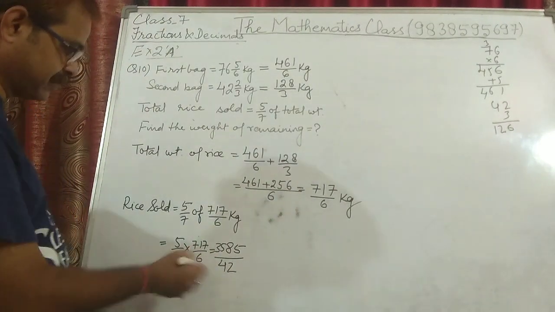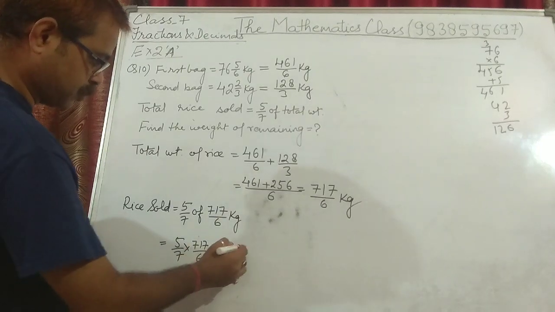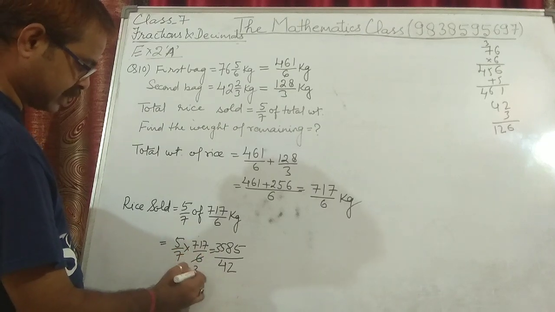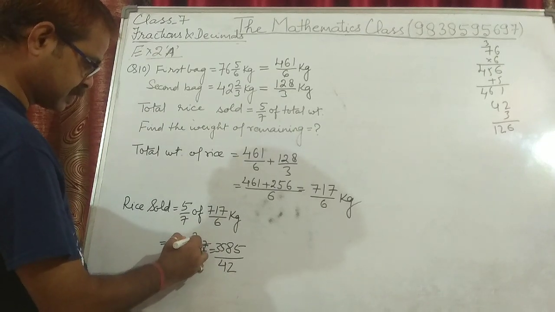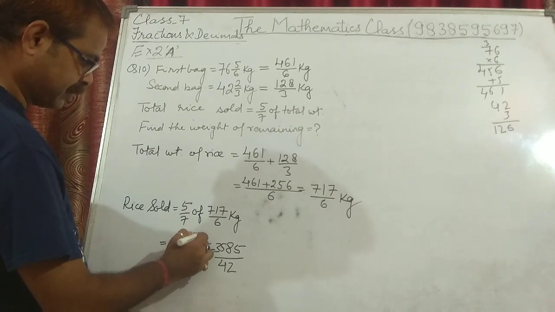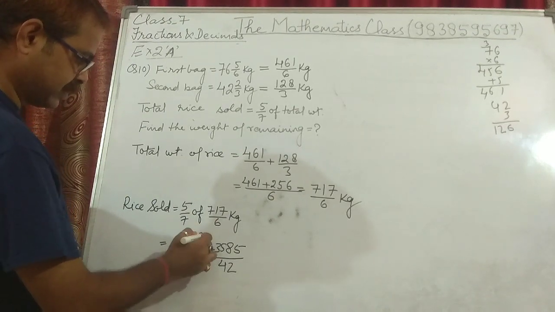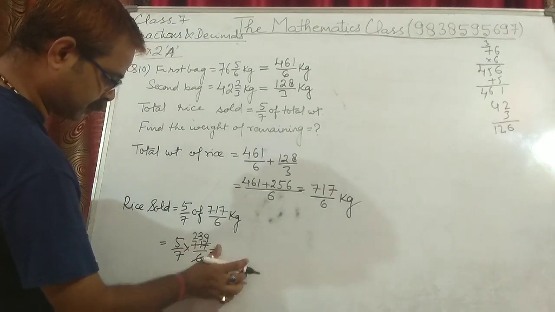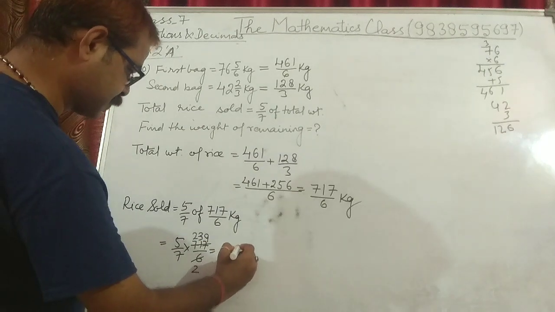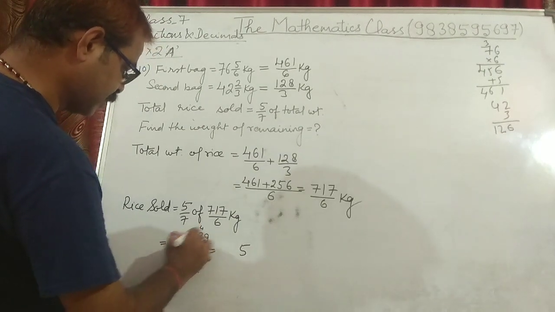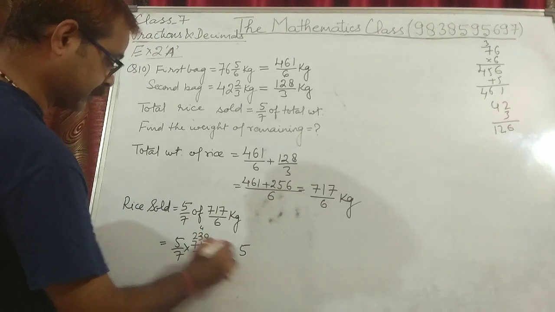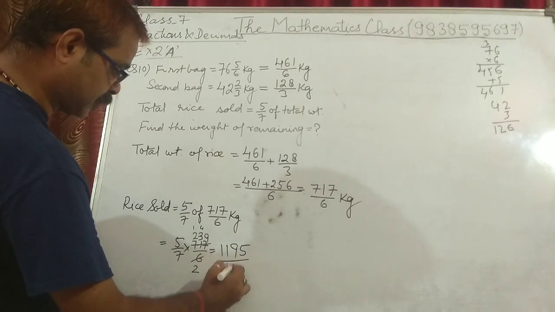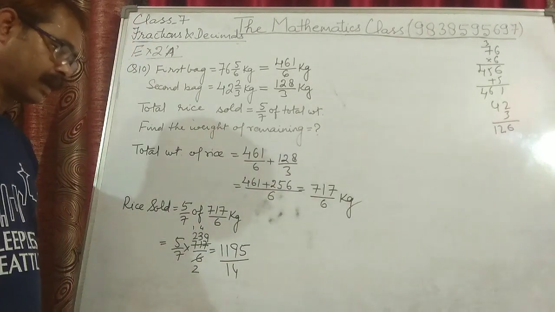It means this can be divisible by 3. So we can divide it here only by 3. 3 2s are 6, 3 2s are 6, 7, 11, 3 3s are 9, 27, 9s are 27. So I am reducing the calculation part. 9 5s are 45, 4, 9, 5 3s are 15 and 4 is 19, 9 1 carry, 5 2s are 10, 1 11 upon 14. So this was the rice sold.